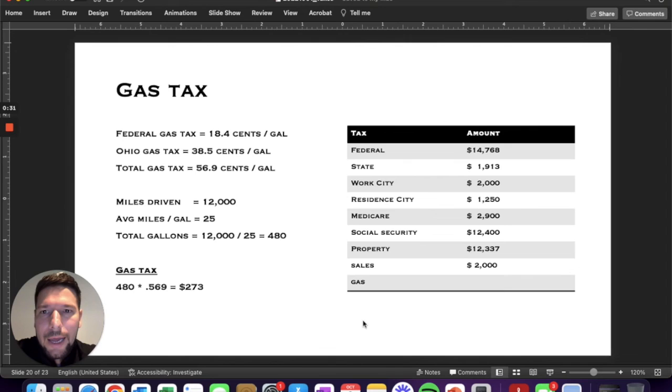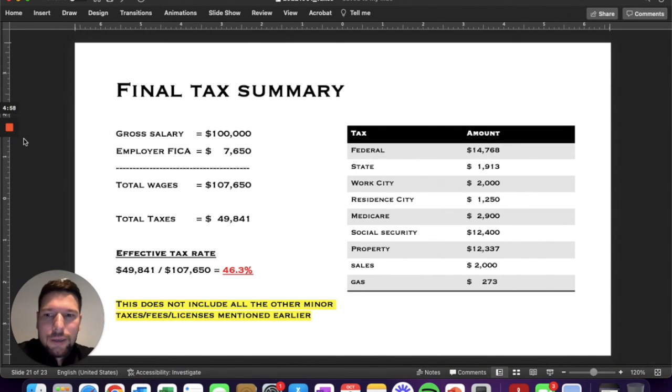And then for the last one, for the gas tax, the federal gas tax, as mentioned, was 18.4 cents. Ohio's gas tax is 38.5 cents. So you're paying 56.9 cents per gallon of just taxes. And we said that he drives 12,000 miles per year. The average miles per gallon on a vehicle is 25 miles per gallon. So it comes to about 480 gallons per year that he's purchasing, multiplied by that gas tax. And he's actually paying an extra $273 in gas tax per year.